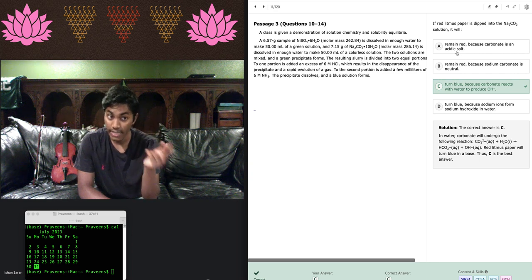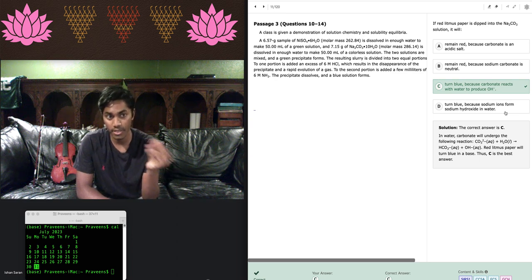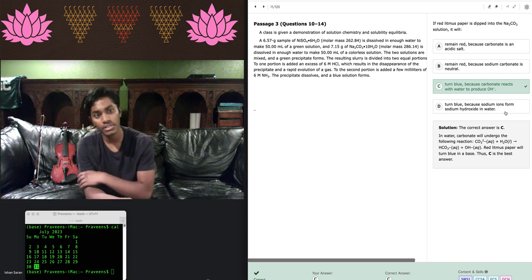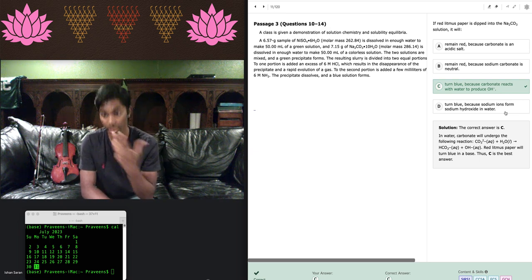B, yes, sodium bicarbonate is neutral, but when it's put in the water, that dissociates. The answer D, turns blue because sodium ions form sodium hydroxide in water. Well, presumably, actually, it would go the other way. Sodium hydroxide would turn into sodium ions because we know that sodium hydroxide is a strong base. That leaves us with C, because carbonate will react with water to disperse the charge.